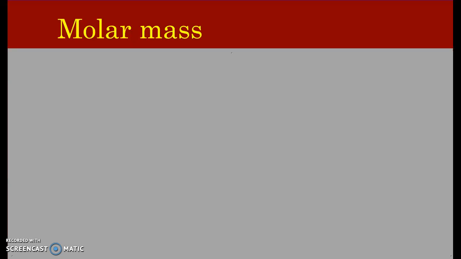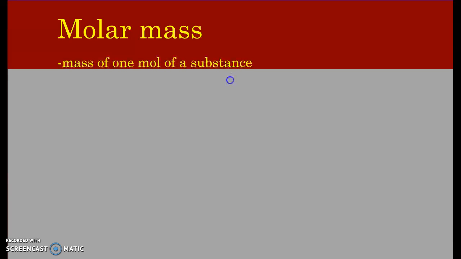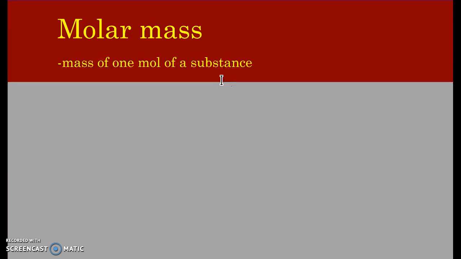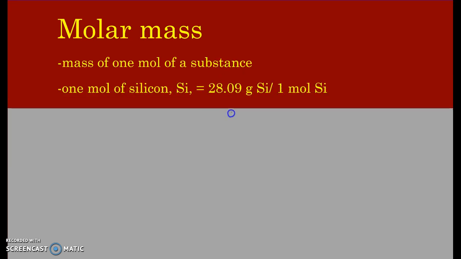So we started talking in class today about molar mass. Molar mass is, of course, the mass of 1 mole of any substance, be it an element like gold, silver, or a compound like water or whatever. So a mole of one substance is a molar mass. And as we also alluded to, the molar mass of something like silicon is equal to 28.09 grams of silicon in 1 mole. So that's what this means right here.